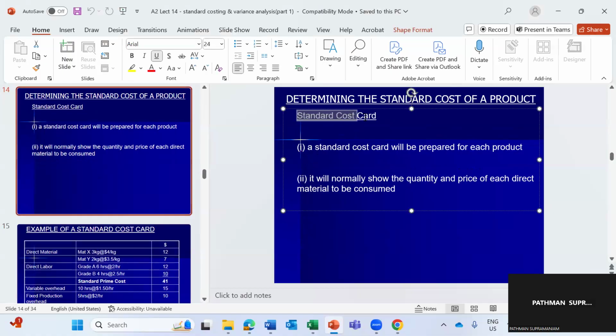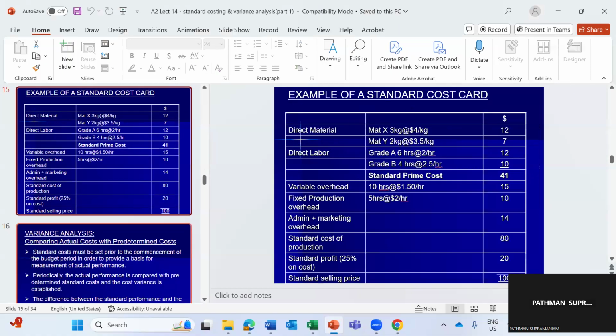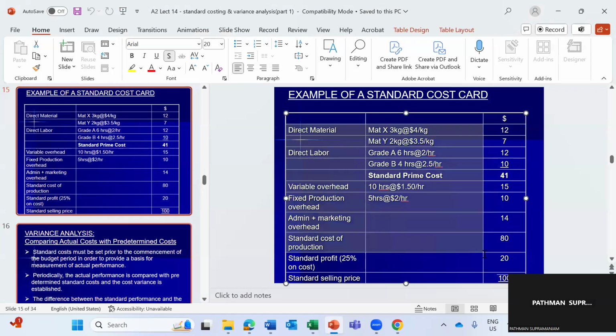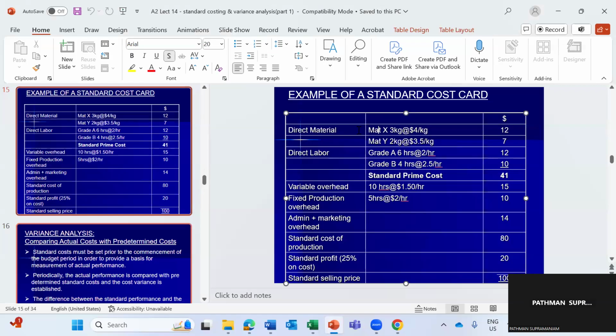So the standard cost card, what is a standard cost card? This is an example of one. A standard cost card basically shows us the expected cost of producing 1 unit of the product. You can think of it like a recipe to make the product. Before actually manufacturing the products, normally companies will set up a standard cost card so that they can refer to it and use it as a means to produce.